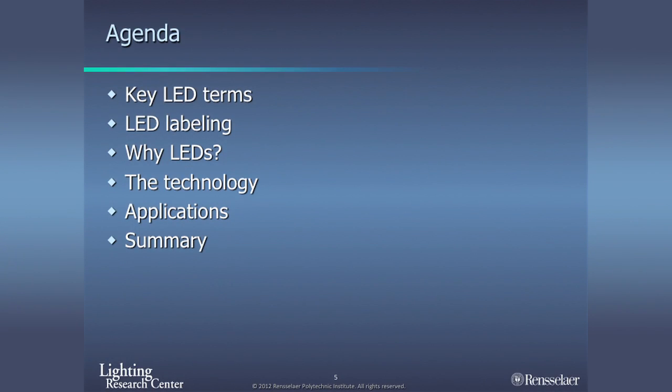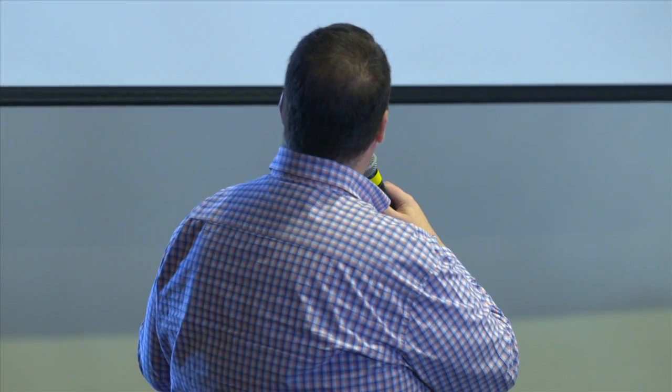center dedicated to lighting. We have about 40 people who do nothing but research lighting, looking at the impacts on people, on health, looking at new technologies like LEDs. And so if you have any questions as I go through, please feel free, raise your hand and shout a question at me. This is really what we're going to talk about today. We're going to go through some key terms, labeling, why LEDs, why is this technology so interesting to people, the technology itself, and then some application issues.